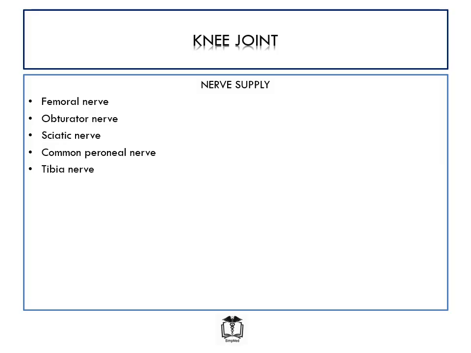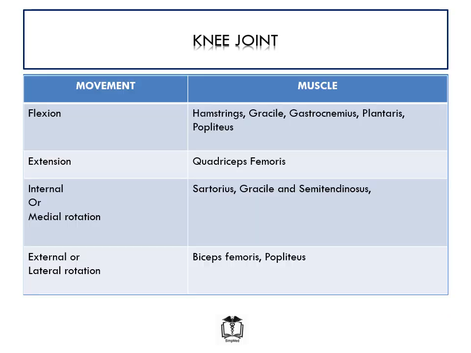The nerve supply to the knee joint follows Hilton's law. Hilton's law states that the nerve supply to muscles around or acting on a joint would also supply that joint. So we have the femoral nerve, the obturator nerve, the sciatic nerve, and the branches of the sciatic nerve, the common peroneal and the tibial nerve, being nerve supplies to the knee joint.